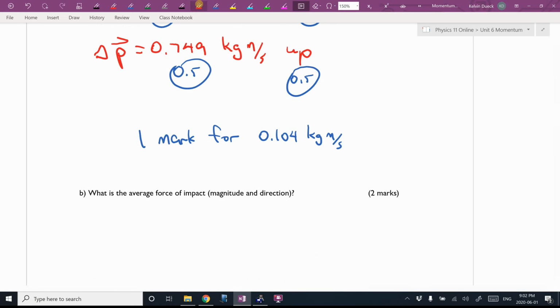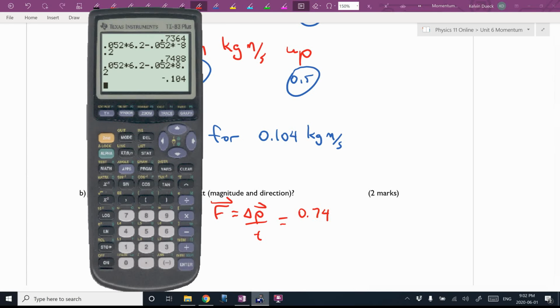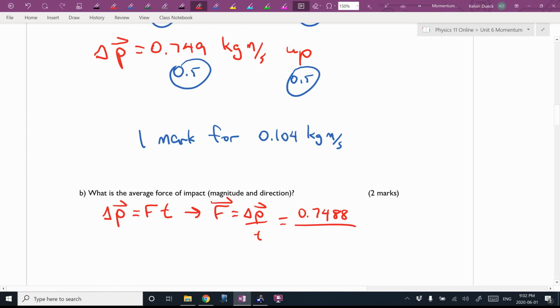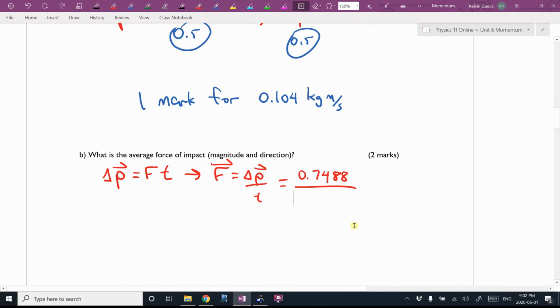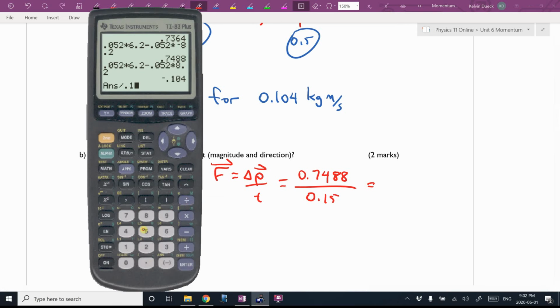What's the average force? Now, I could find this by calculating the acceleration and then going F equals ma, and if you did that, full marks, but I could also go impulse equals force times time. So force is going to be impulse over time. It's going to be 0.7488, divided by, what was the time? 0.15 seconds. Oh, sorry, 0.7488 divided by 0.15 seconds.